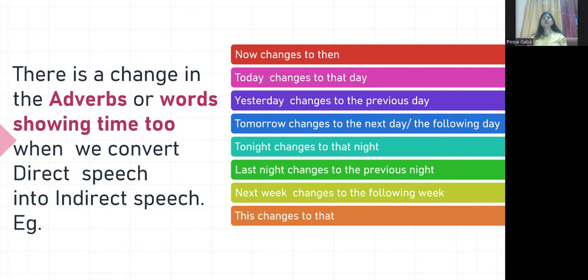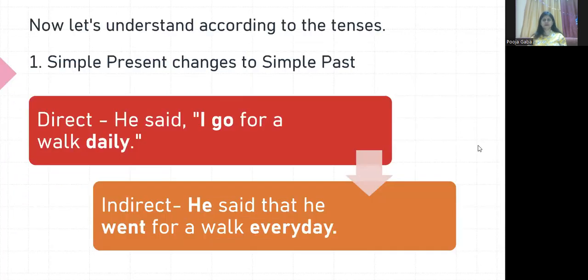Yesterday changes to the previous day. Tomorrow changes to the next day or the following day. Tonight changes to that night. Last night changes to the previous night. Next week changes to following week. This changes to that. So these adverbs or the words showing time also change in indirect speech.